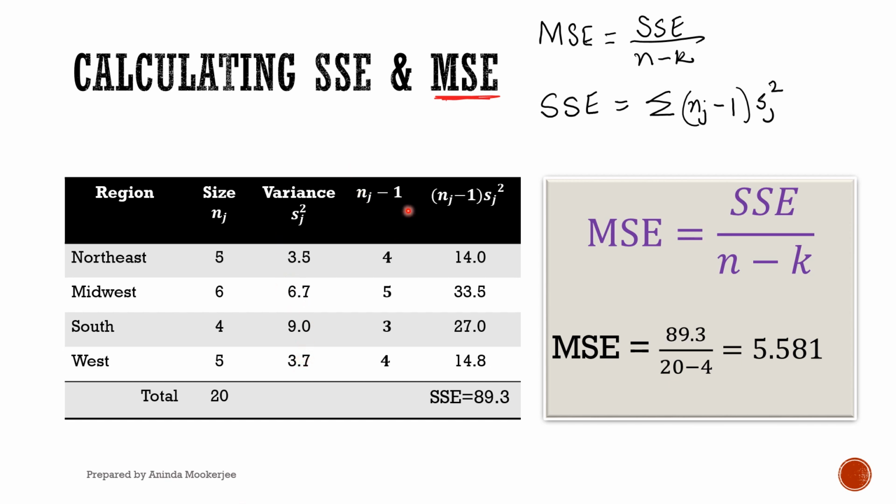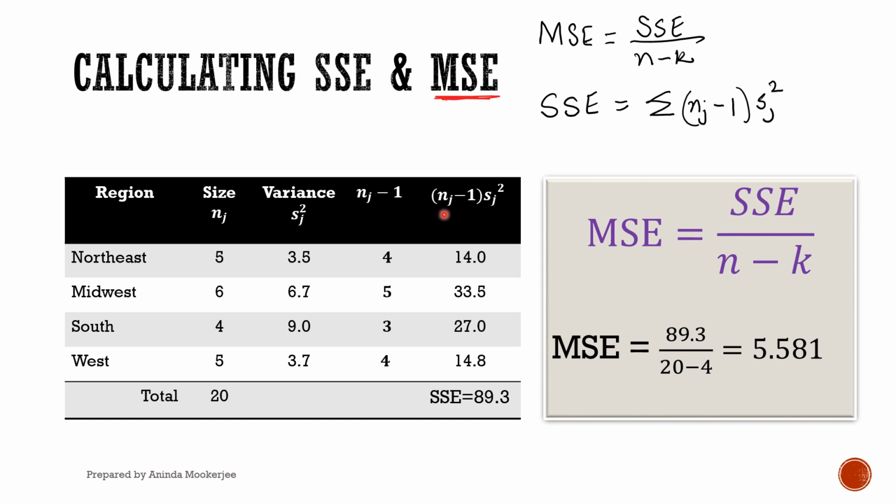The next column says N sub j minus 1. Since we are dealing with samples here, we always use N sub j, that means sample size minus 1, for when we work with samples. So it's basically 5 minus 1, 4, 6 minus 1, 5. So it's 1 less than whatever the original sample size is.